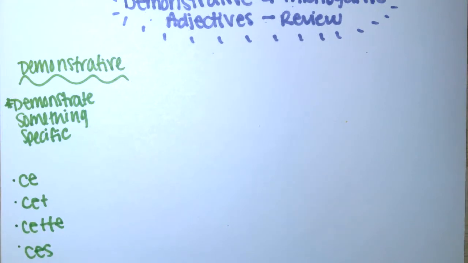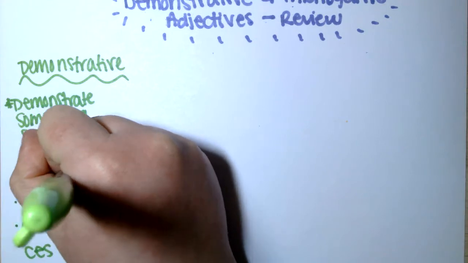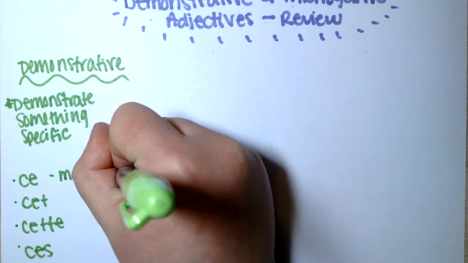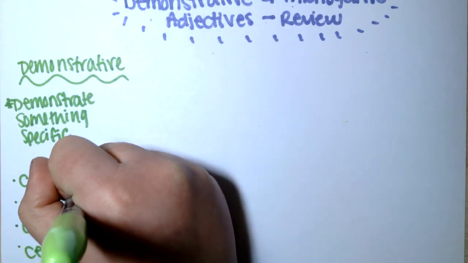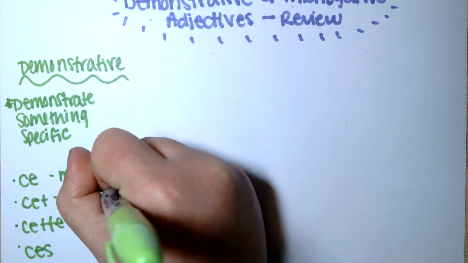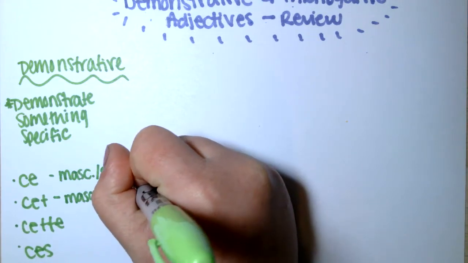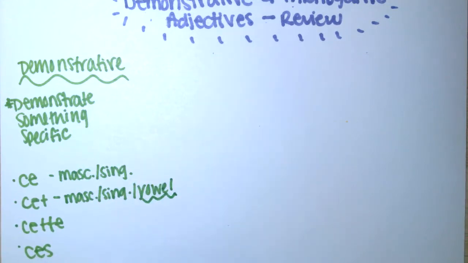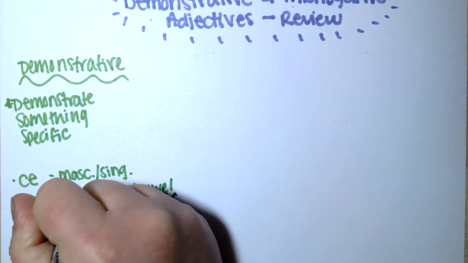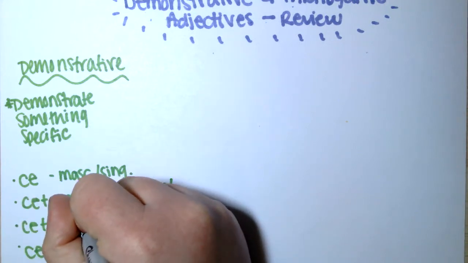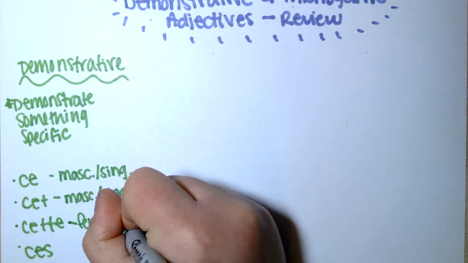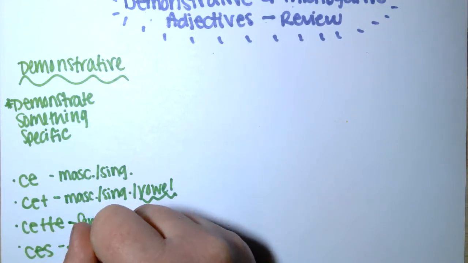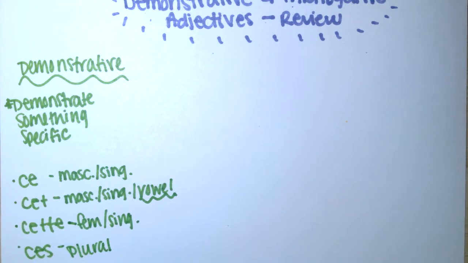So first off, we have ce, which is going to go with something that is masculine and singular. Cet is going to go with something that's masculine, singular, with a vowel. That's the key part, that vowel. Next, we have cette with two T's and an E. And so cette is something that's feminine and singular. And ces, our last one, are for things that are plural, both masculine and feminine.